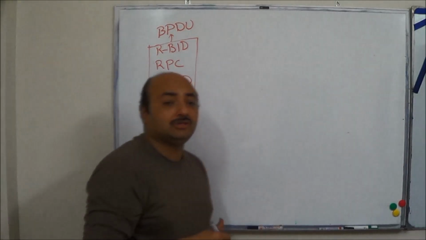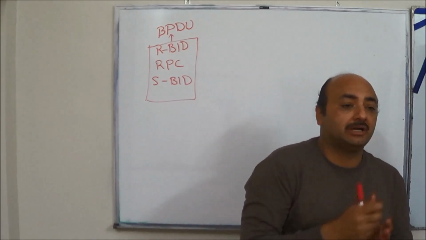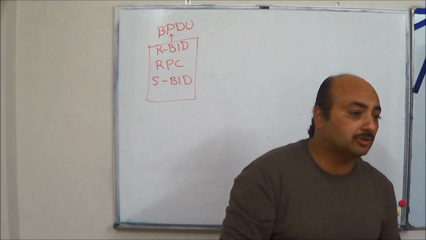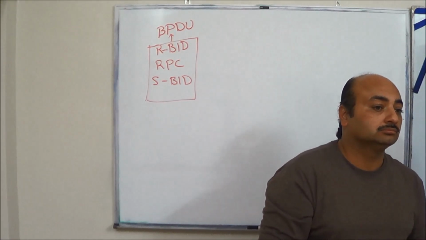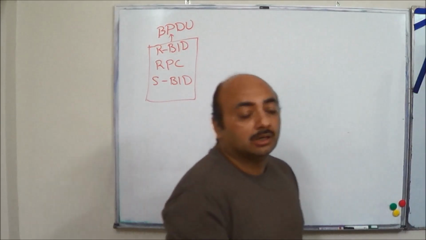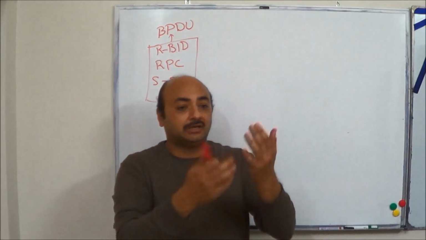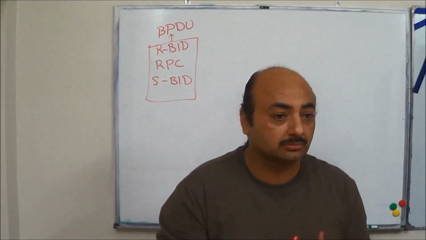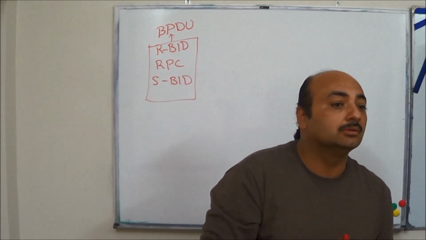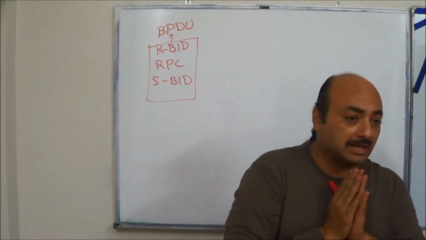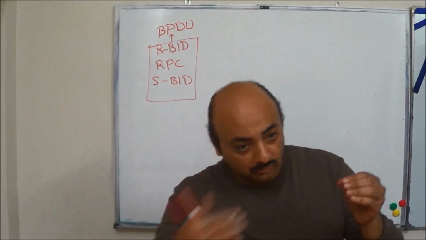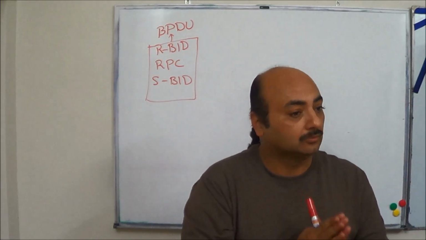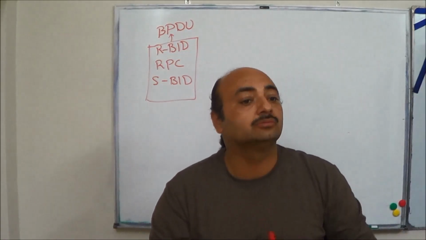If a bridge is sending a BPDU, the root bridge sends a BPDU with RPC of 0. A switch, when it receives a BPDU, will add the path cost to it. True? Yes. And the final cost that it has added, it will send downstream. Further, the non-root bridge. What are we having? Root bridge and the non-root bridge.